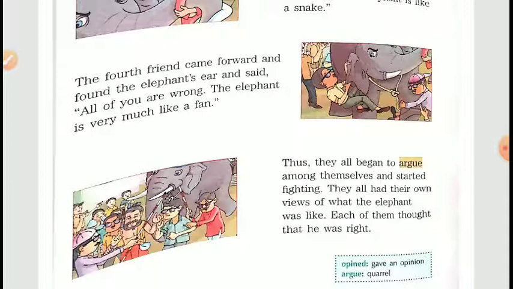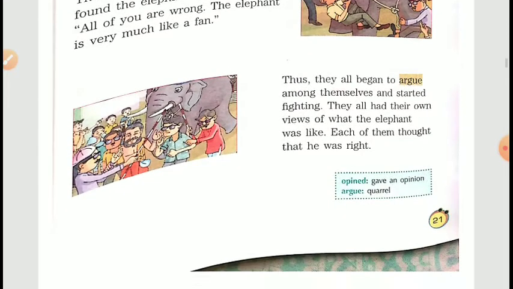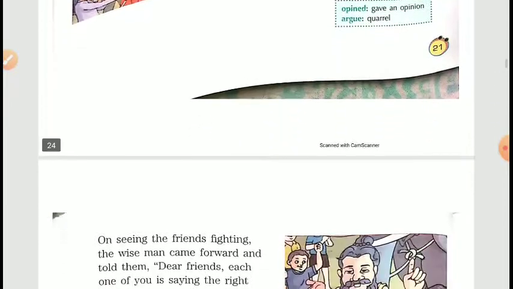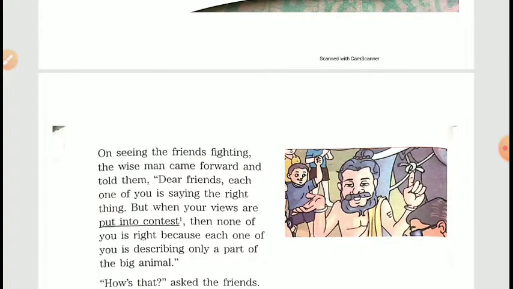So they started to argue, and what happens when the argument gets heated? It generally ends in a fight, a quarrel. On seeing the friends fighting, the wise men came forward and told them. Now, when the wise men saw that the four friends, after touching the elephant, were fighting, the argument had ended in a fight because everybody was having a different opinion about the elephant.